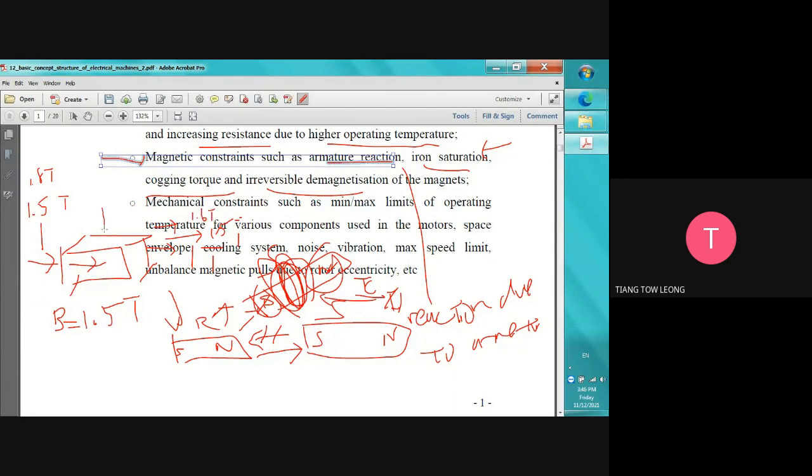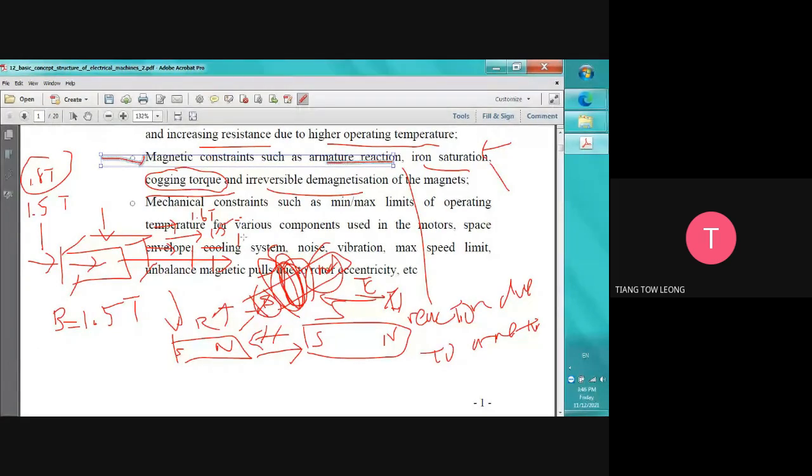Why? Because the steel cannot give us more bandwidth for the flux flowing through, which is already saturated, the so-called iron saturation. Which means when the flux cannot flow through here, then we will have losses. Then cogging torque is the unwanted torque, the torque that we don't want.